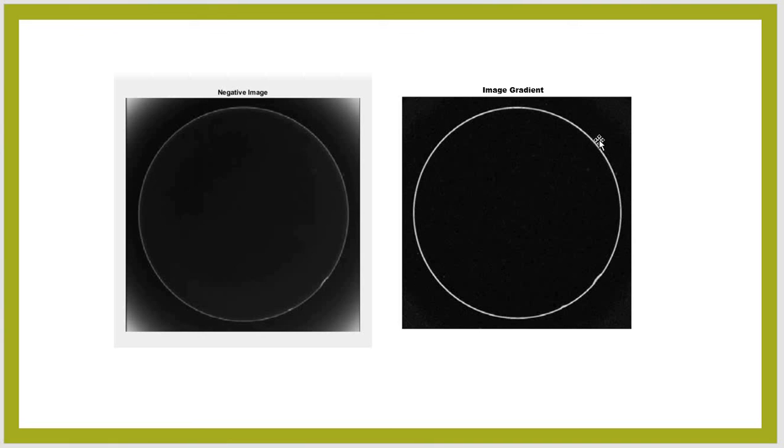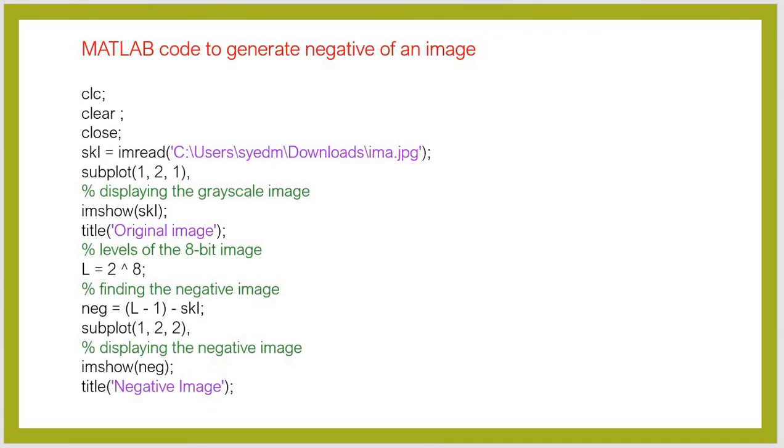Here we can see both the negative image and the image gradient. By looking at these two figures we can clearly say that the image gradient gives information about defective edges, but the negative image does not give any information. This is the MATLAB code to generate the negative of an image. First we import the image, then we directly flip the values, and then we get the negative of an image.